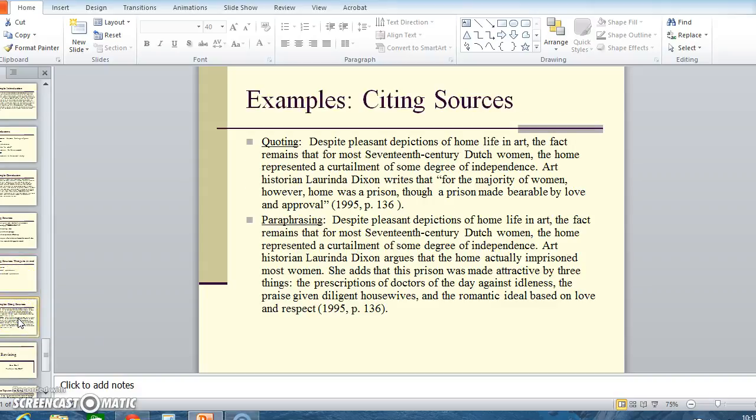I have a few examples for you of how one would cite sources. Apologies for them being in APA, but I assume that for most of you, if you're using MLA, you've been using it for some time, and so therefore you are quite familiar with in-text citations for MLA.